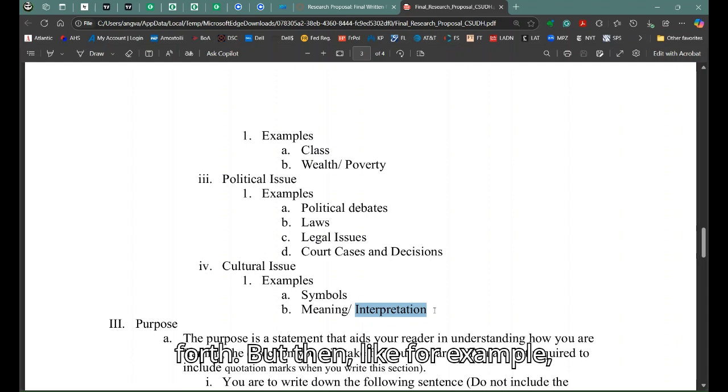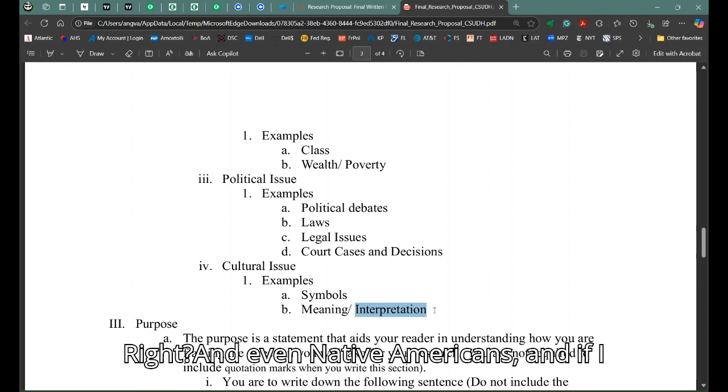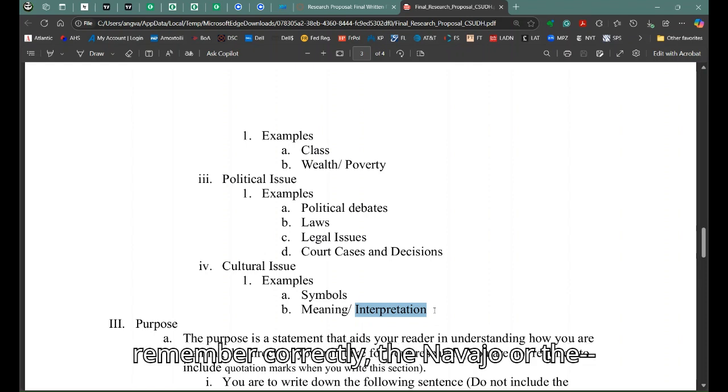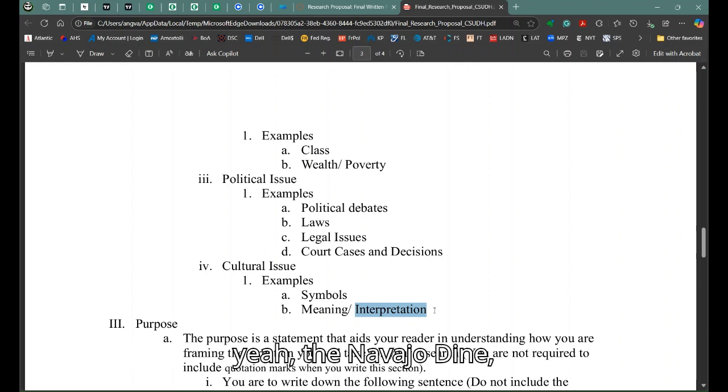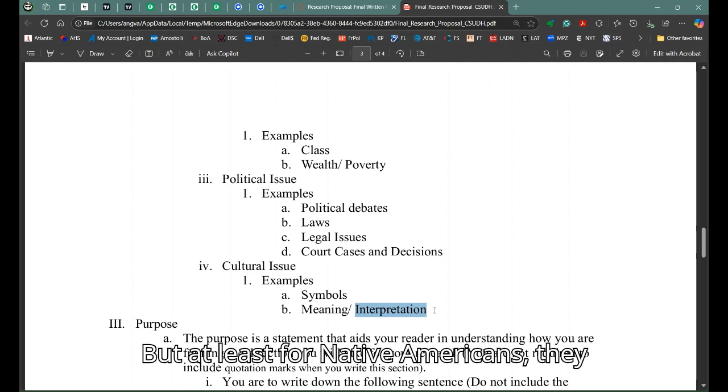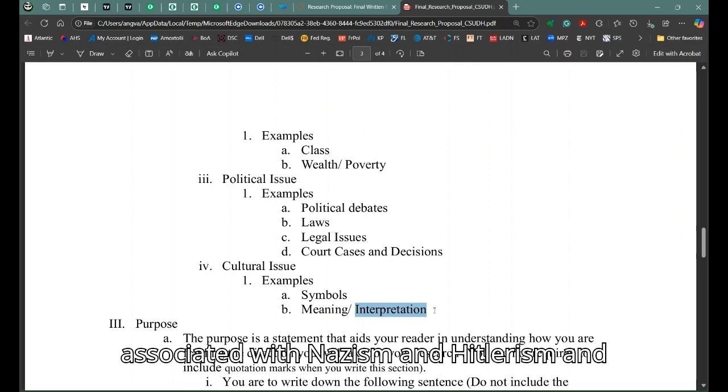But then, for example, Hindu iconography has the swastika as a symbol of power. Right. And even Native Americans, and if I remember correctly, the Navajo or the Navajo Diné, have a swastika and it represents lightning. But at least for Native Americans, they can't necessarily use a swastika out in the open because of the overly domineering connotation associated with Nazism and Hitlerism and fascism.